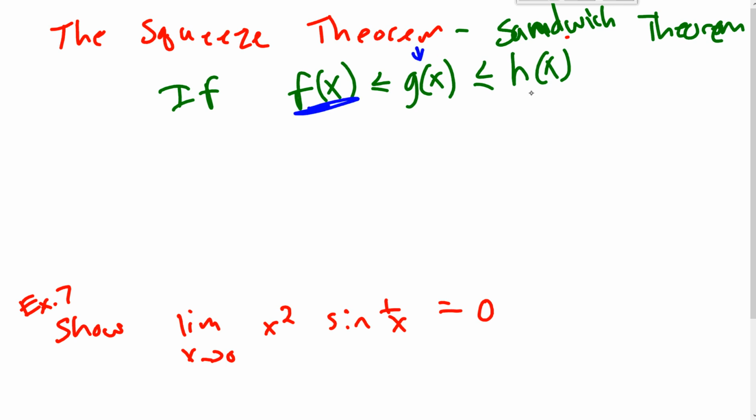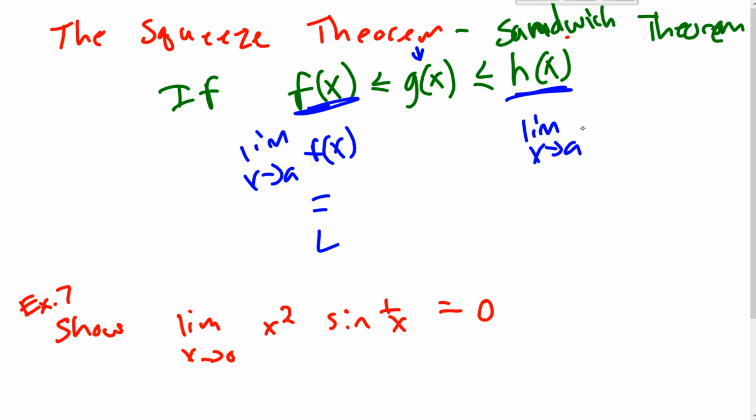And so if I find two on the outside of that, and these two limits, the limit as x goes to a of f of x, say that equals L, and the limit as x goes to that same a of h of x also equals L, that means that this function in between those two has to also equal L. That's something that you can use in order to prove that a limit exists.